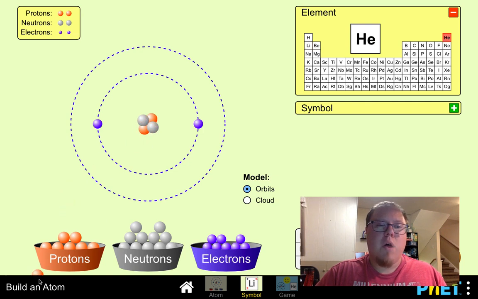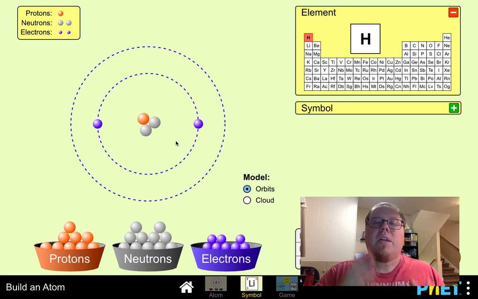If I go down to just one proton, now it's hydrogen. Every time I add or take away a proton, it is going to be a different element, right? So when you change the number of protons, it is a new element. Elements are essentially determined by how many protons you have.